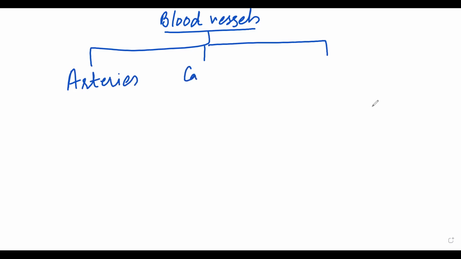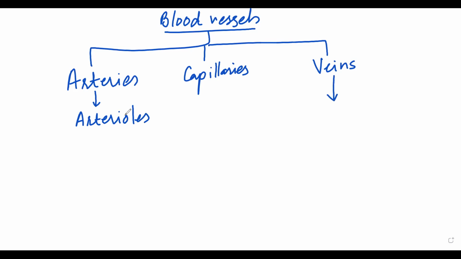They are capillaries, and they are veins. So these are the main three different types of blood vessels that are present in our body. Definitely, you know that arteries can be divided into smaller arteries, which are called arterioles. And veins can also divide into smaller veins, and they are called venules.